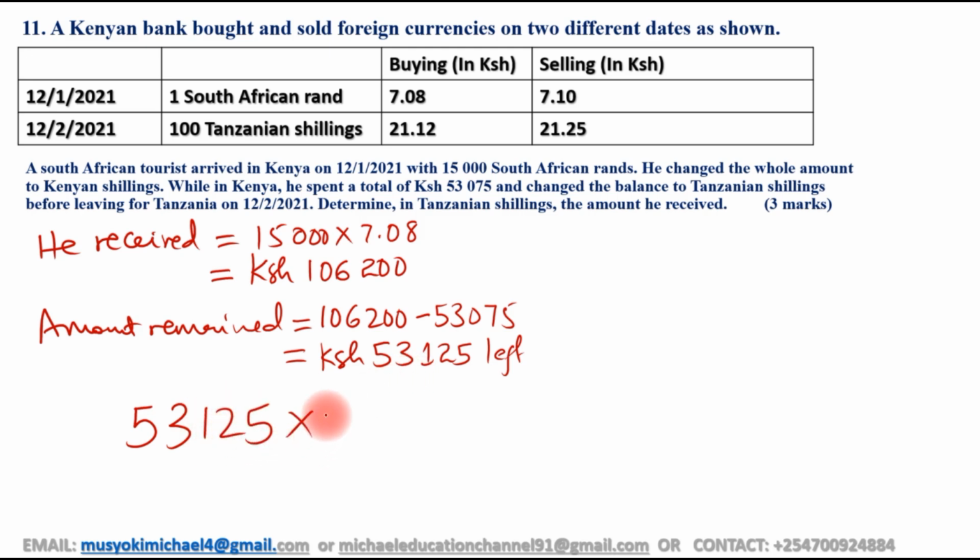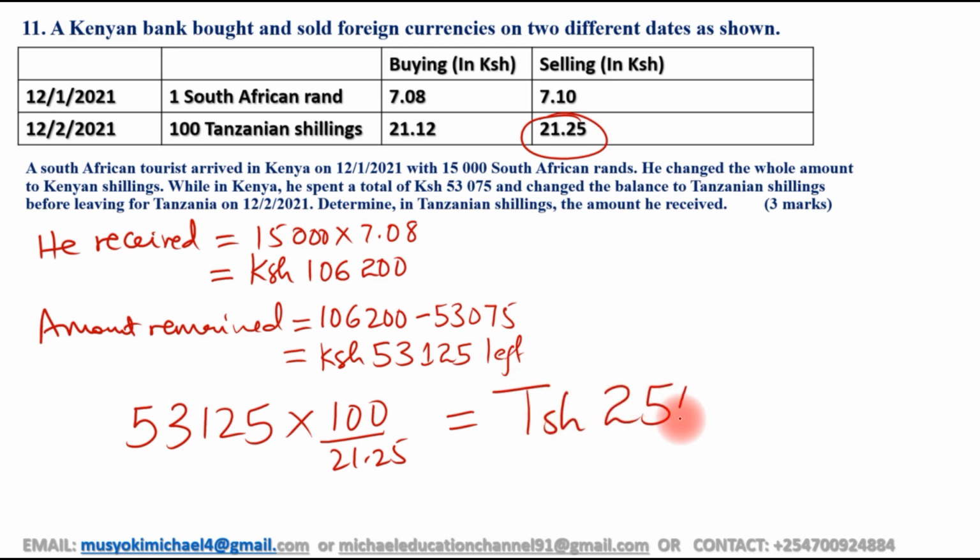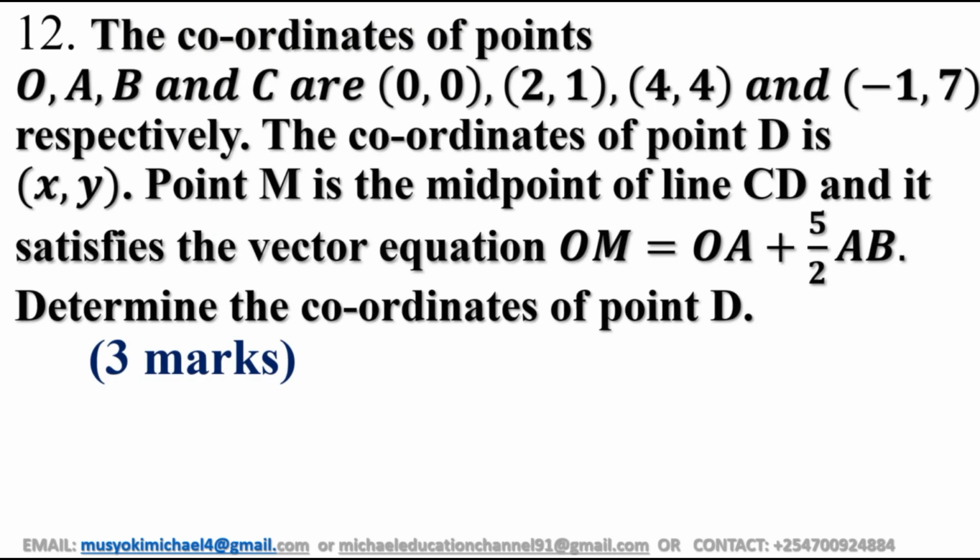So the amount he is going to receive is the 53,125 shillings. Now we convert to Tanzanian, that will be 100 all over 21.25. So this is what we take. If we work it out, the amount he received in Tanzanian shillings will be 250,000 Tanzanian shillings.